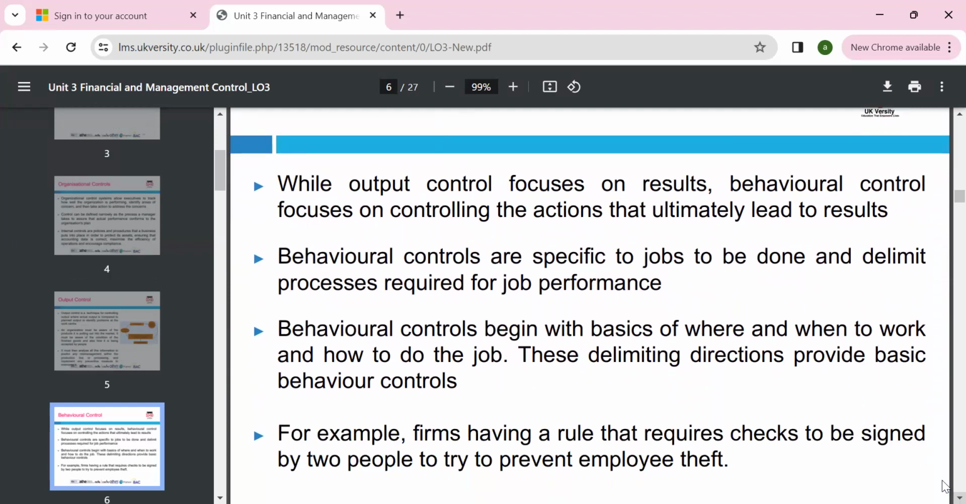Behavior controls are specific to the jobs to be done, and determine the processes required for job performance. Behavior control begins with the basics of where and when to work and how to do the job, and these delimiting rules provide direction for the basic behaviors.